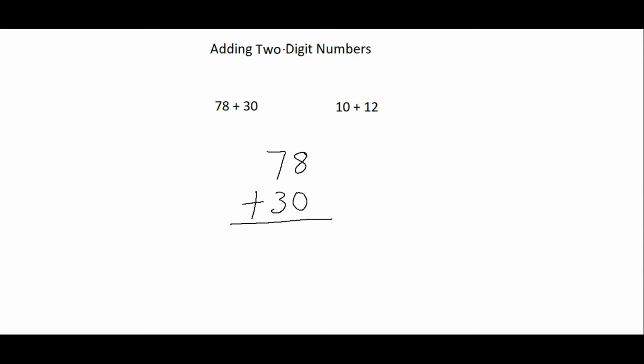Let's begin adding in the ones column. 8 plus 0. 8 plus 0 is 8. The next step is to move to the left to the tens column. 7 plus 3. What is 7 plus 3? Correct. 7 plus 3 is 10.